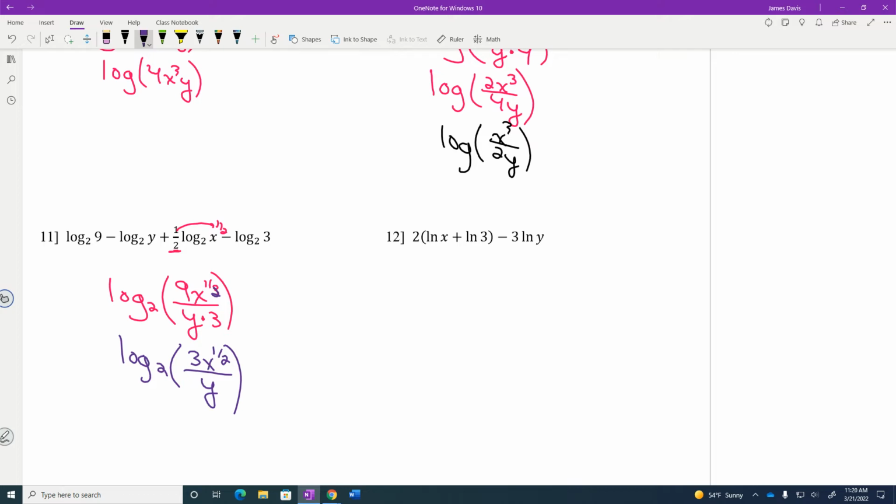You could also write the x to the 1/2 as the square root of x. This is okay, but if you want to do it in root form, it's the same thing as saying 3 times the square root of x over y.